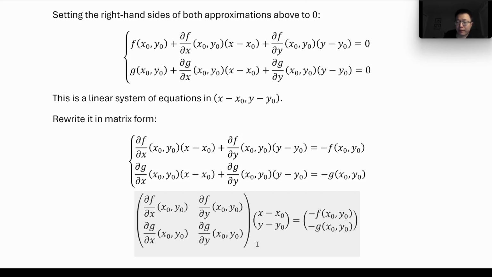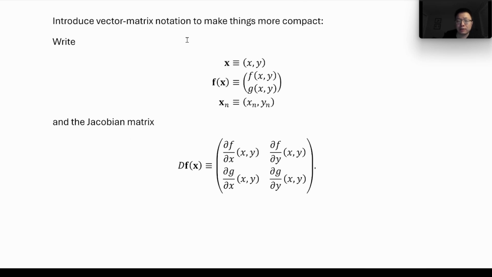To make things more compact, let's give names to the matrix and the vectors. So here are the vector matrix notations. The bold x is a vector that has components x and y. The vector function f of x has two components, f of x, y and g of x, y. And also we have the vector x0. The Jacobian matrix df of x is a 2x2 matrix valued function of the vector x. And then we can rewrite the derivations we did earlier in matrix form. So nothing will be new here, but it just makes things more compact.